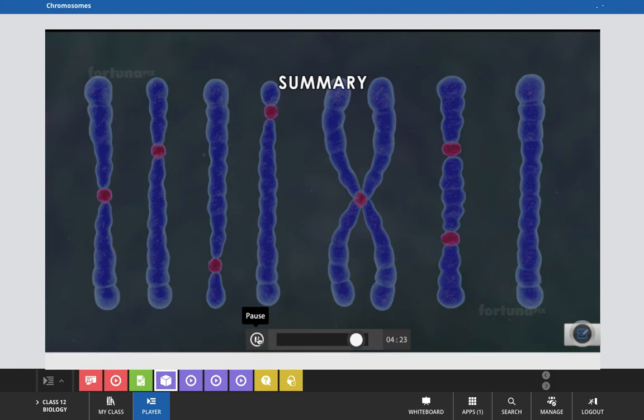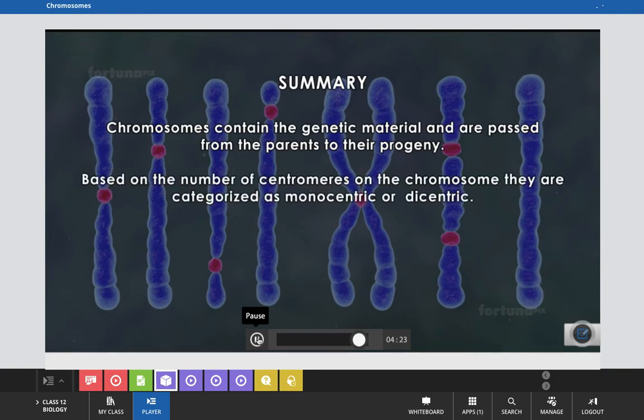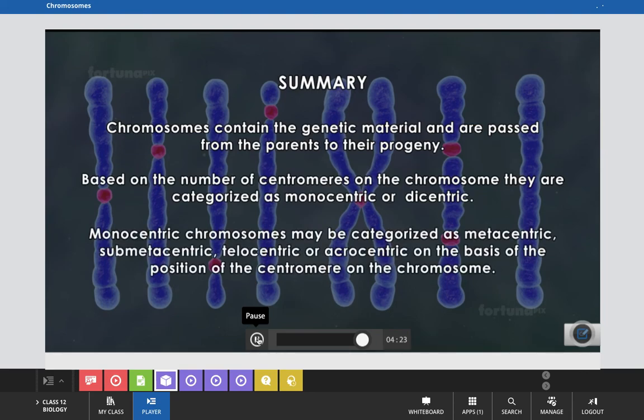Summary: chromosomes contain the genetic material and are passed from the parents to their progeny. Based on the number of centromeres on the chromosome, they are categorized as monocentric or dicentric. Monocentric chromosomes may be categorized as metacentric, submetacentric, telocentric, or acrocentric on the basis of the position of the centromere on the chromosome. Acentric chromosomes lack a centromere.